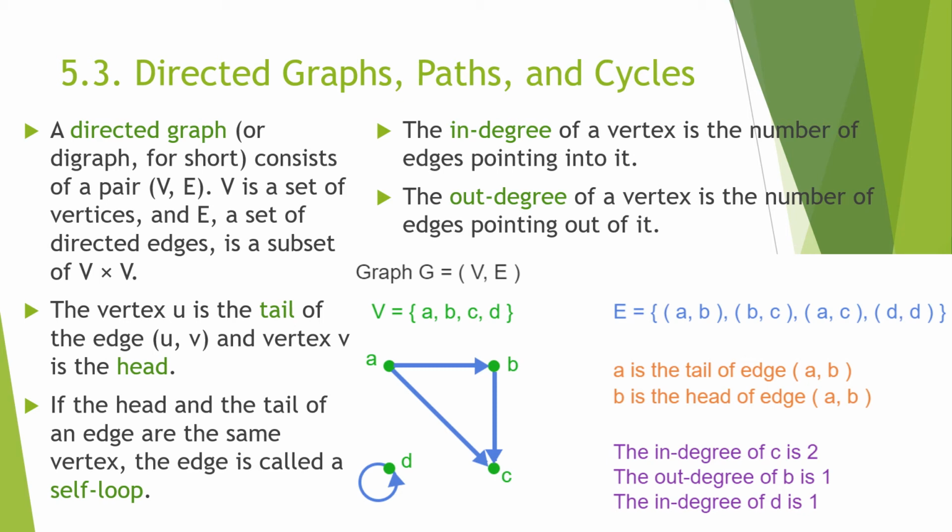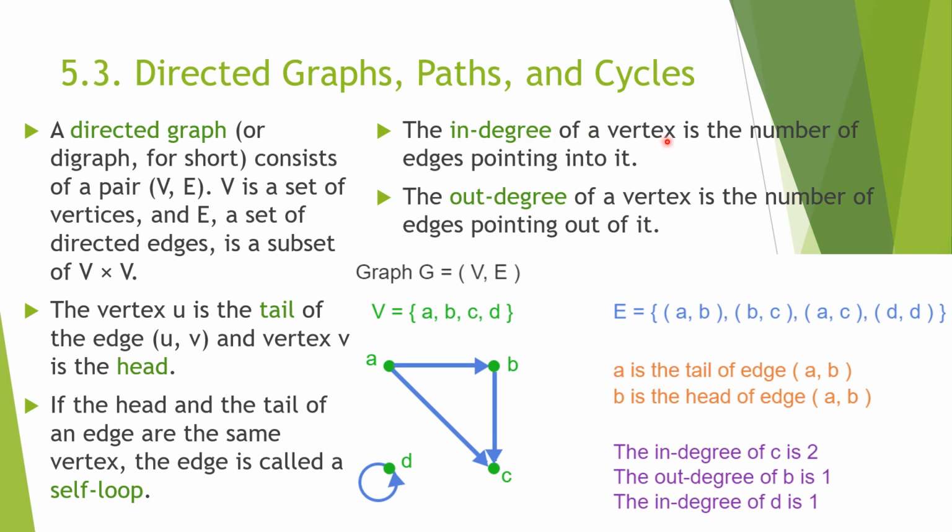So let's assume that you have an edge like U and V. The vertex U in this edge is called the tail of edge U and V, and vertex V is called the head of that edge. So if the head and tail of an edge are the same vertex, then the edge is called a self loop. So if you have D and D in this case, then that edge is called a self loop.